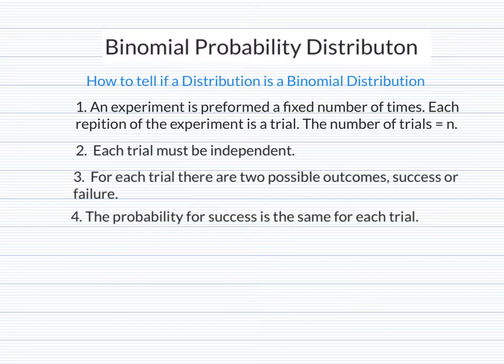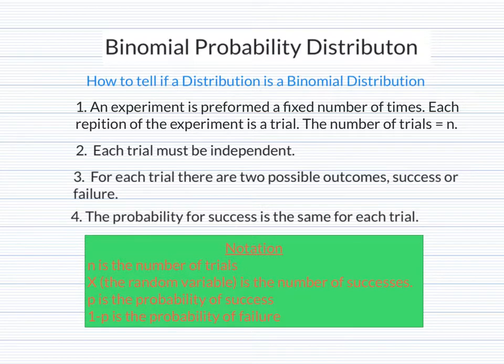And the last thing that has to be true for a binomial probability distribution is the probability for success is the same for each trial. So, for example, when you are rolling the dice, you can get a 6, and the probability of rolling a 6 is 1/6 every time. It doesn't change. So that probability has to be the same for every trial.